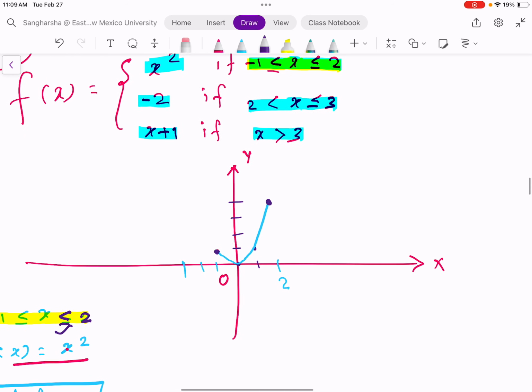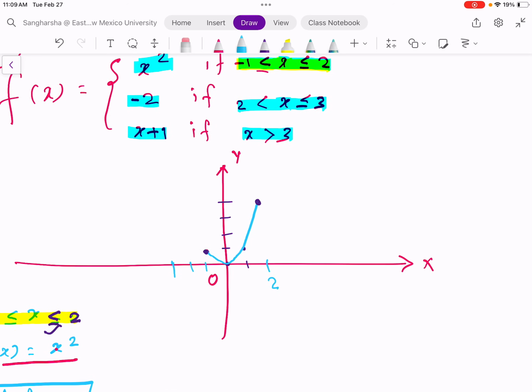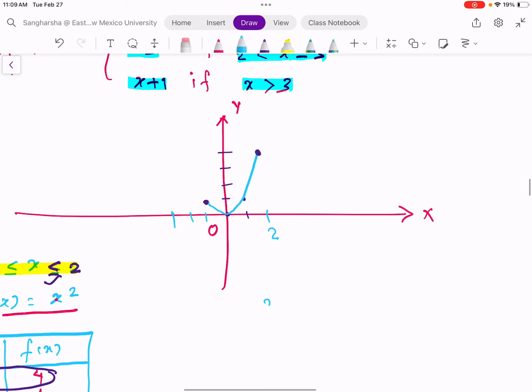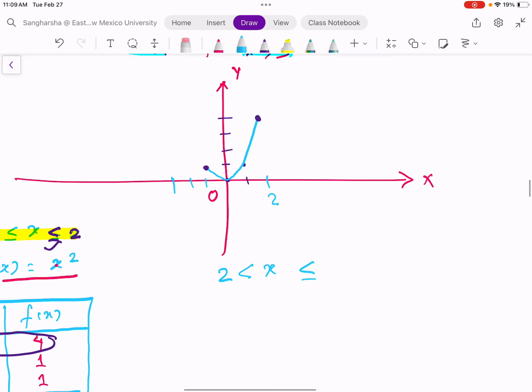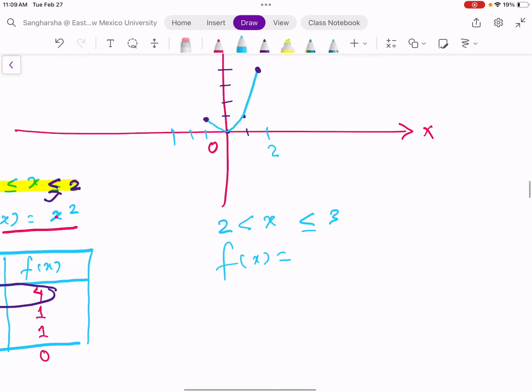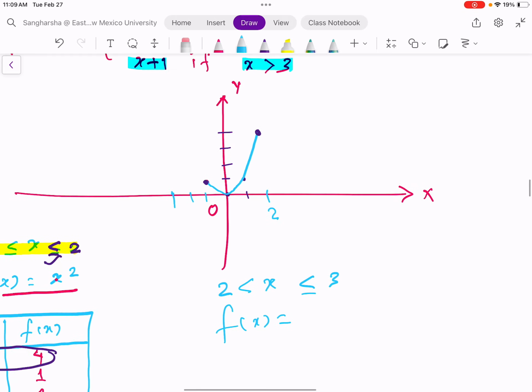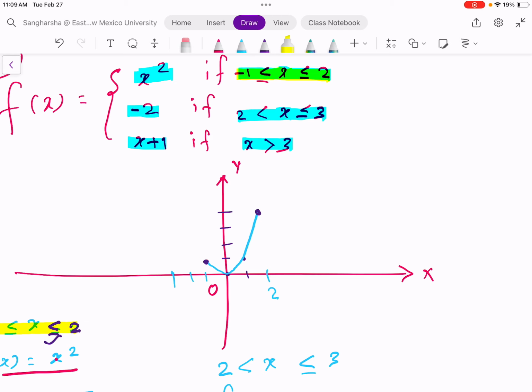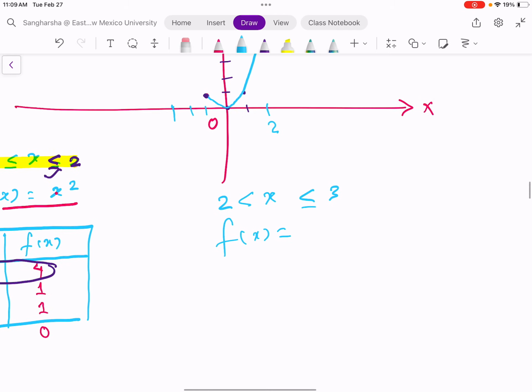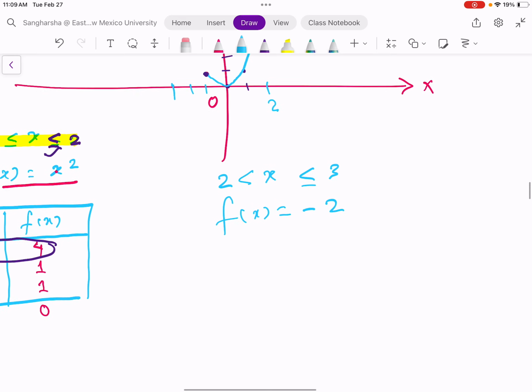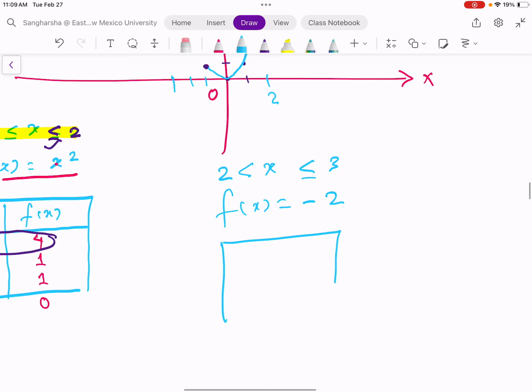Now let's take x greater than 2. When x is greater than 2 and less than or equal to 3, what is our f of x equal to? f of x equals -2, right? So we make a table. We have x and f of x.